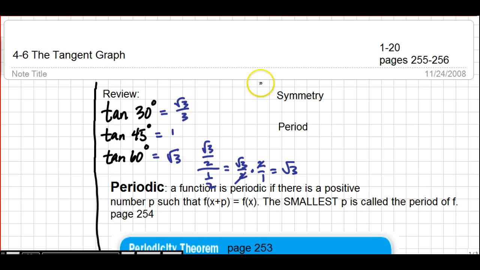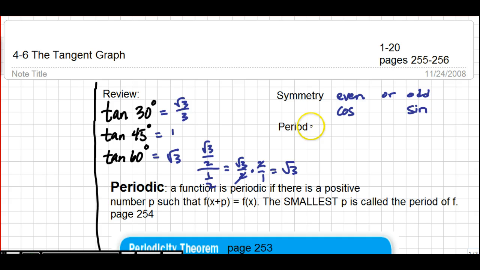We also need to review symmetry. Remember that symmetry for graphs is typically either even or odd. And just a quick reminder that the cosine graph is the even one and the sine graph is the odd one. Reminder here that even means they have vertical symmetry over the y-axis. Odd symmetry is symmetric about the origin, or rotation symmetric 180 degrees.